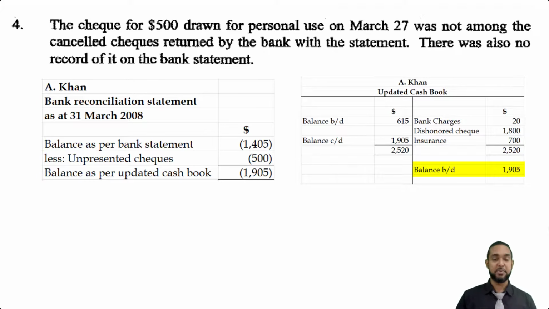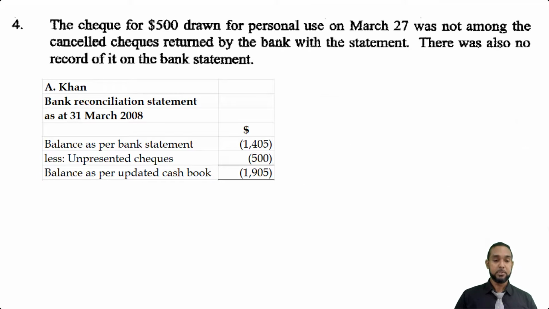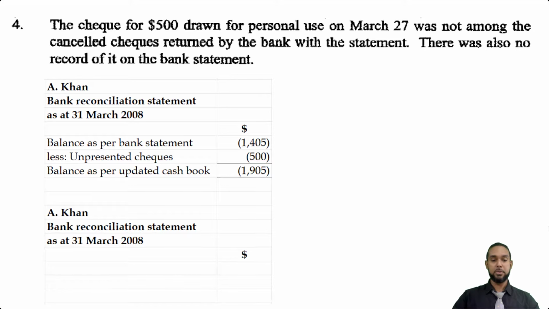We got the 1905 overdraft. Okay, so again, we started with an overdraft of 1405. The payment would cause the overdraft to increase. So you're adding two negative figures, right? And that gives us a bigger negative figure, right? So now I'm going to show you how to do it, starting with the updated cash book balance, right? So we're going to start with the negative 1905.